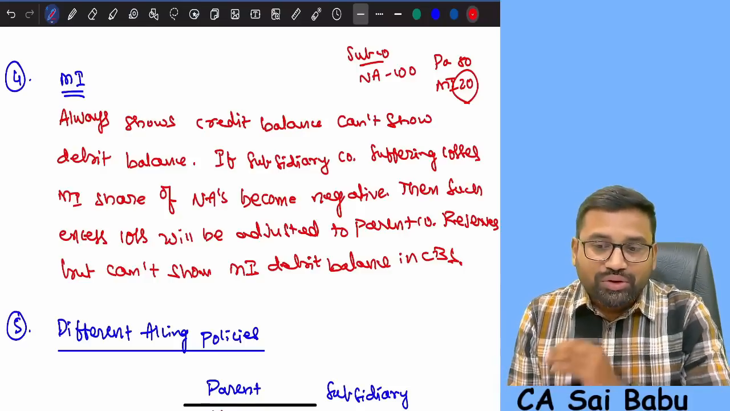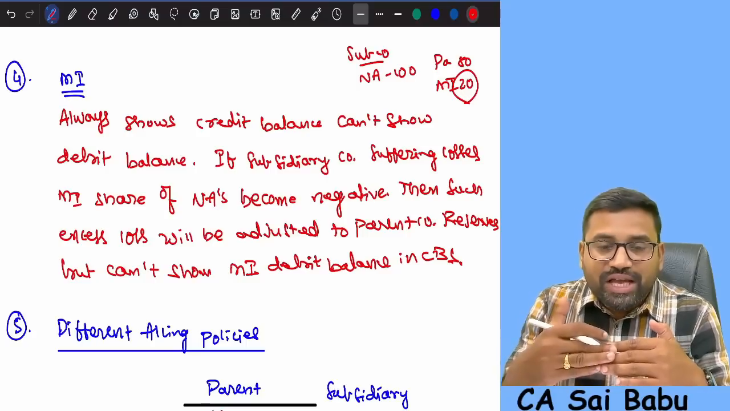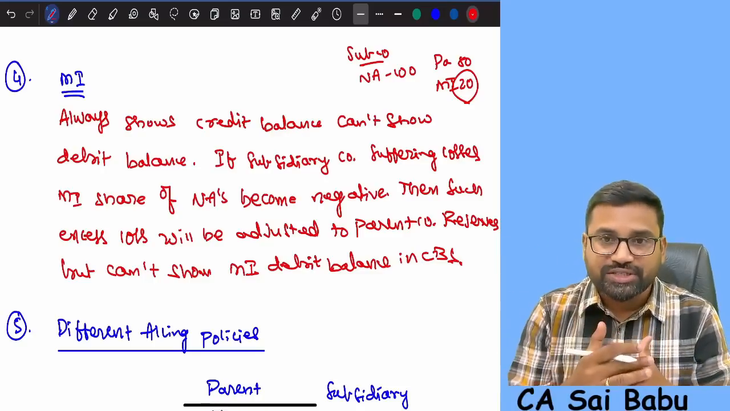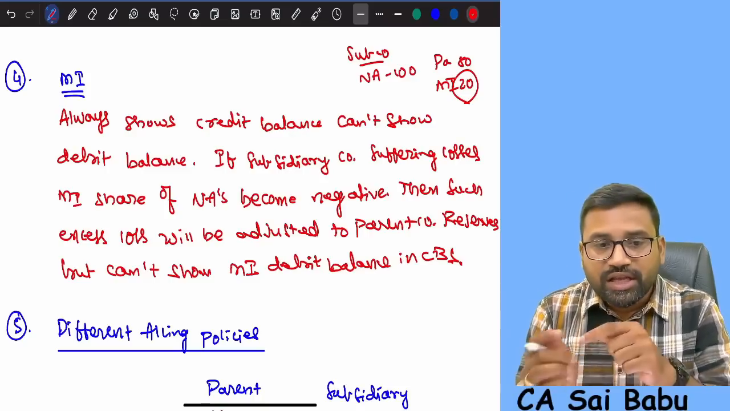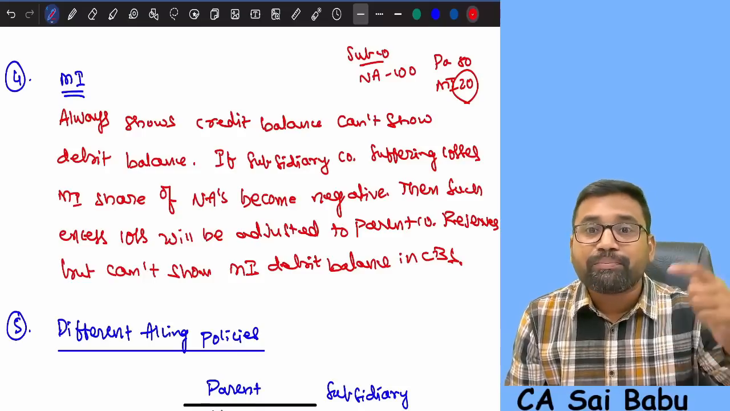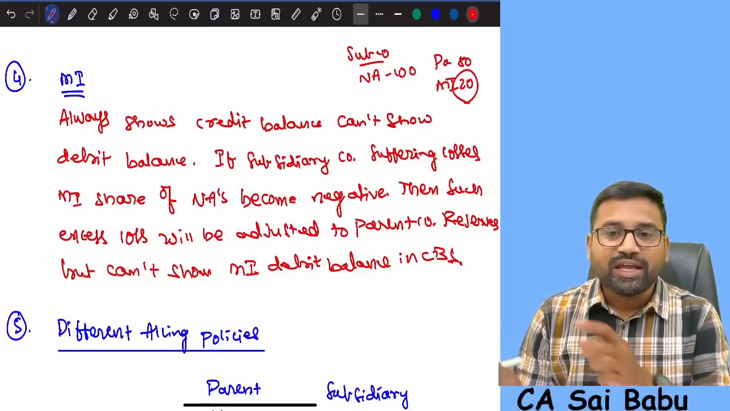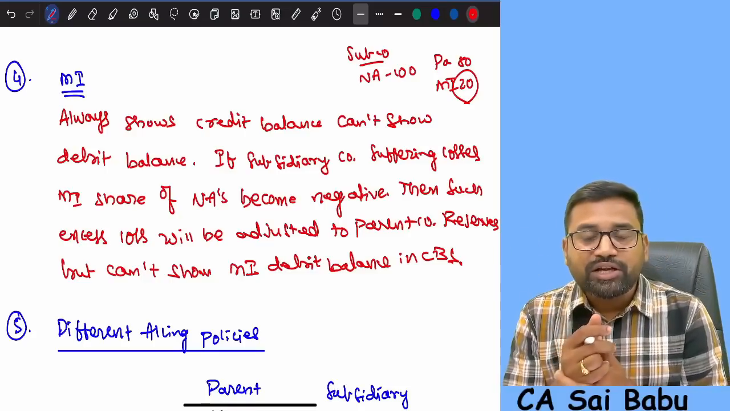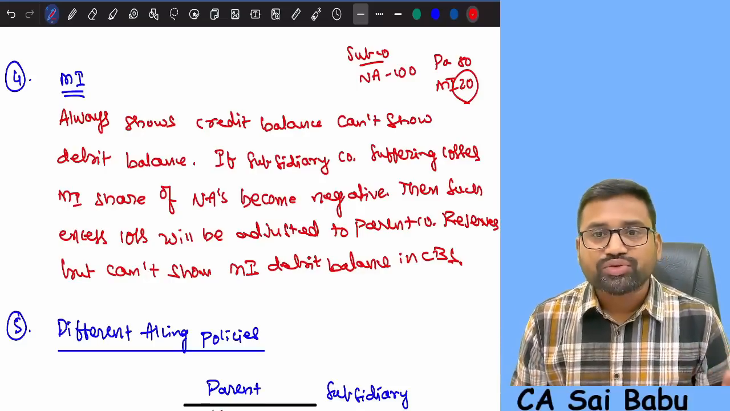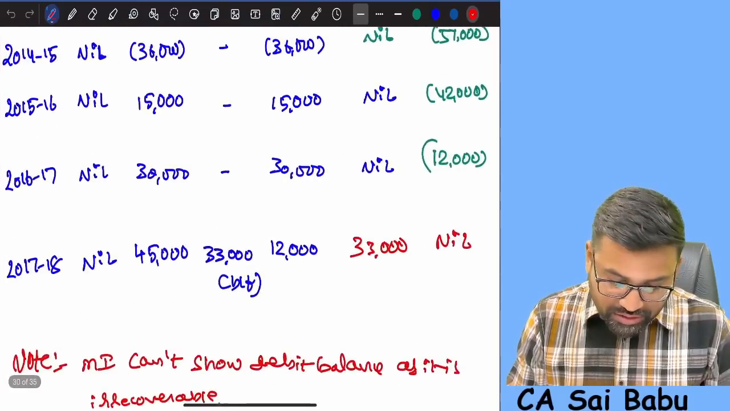The standard says whenever minority interest is having a credit balance, you show it. Once it becomes a debit balance because of the subsidiary company's losses, then you adjust the minority shareholders' share in the losses of the subsidiary company to the parent company reserves. Once the subsidiary company starts earning profits, whatever adjustment was done to the parent company reserves, you reverse it back. So minority interest can never show a debit balance, sir. That's the bottom line. I will show you one question, sir.